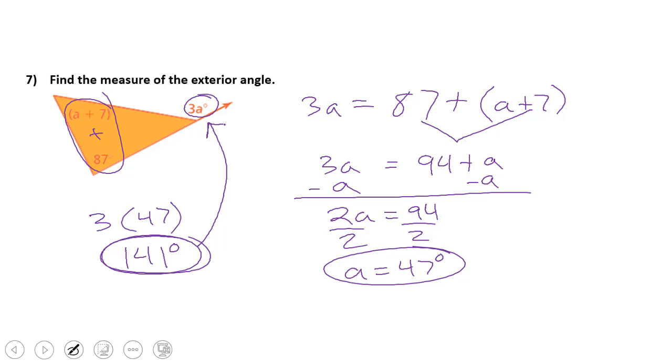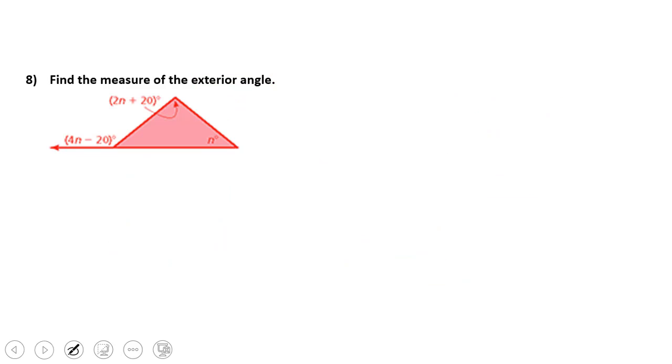I point that out because you don't want to fall in the trap of thinking you were done just because you solved for A. It's not what it asked. It asked to find the measure of the exterior angle. The exterior angle is 3A's, 141 degrees. Moving on to our last example, ladies and gentlemen. Example 8, one more time.